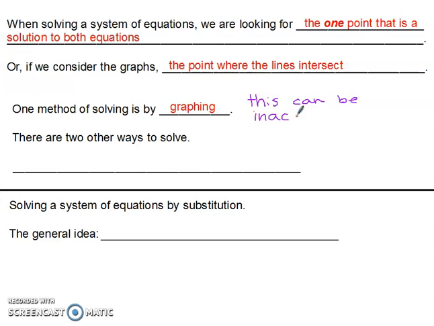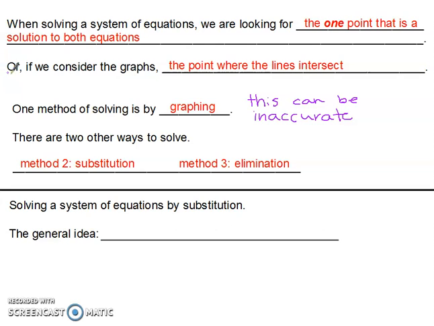because it requires you to draw extremely precise graphs and extremely precise lines in order to find the exact solution. If your solution is not a whole number or an integer, maybe it's a fraction, finding that solution becomes even more challenging. So we have two other methods that we can solve by. The first method is by what we call substitution, and the second is elimination. So method 2 is substitution, and method 3 is elimination.